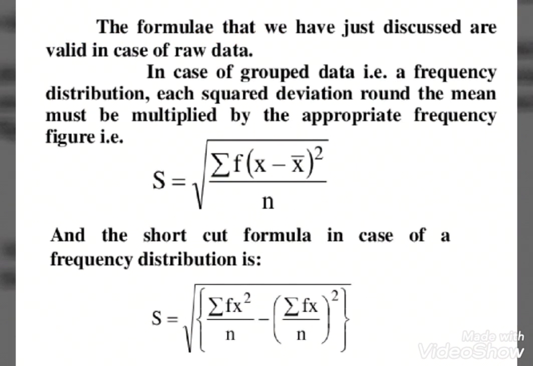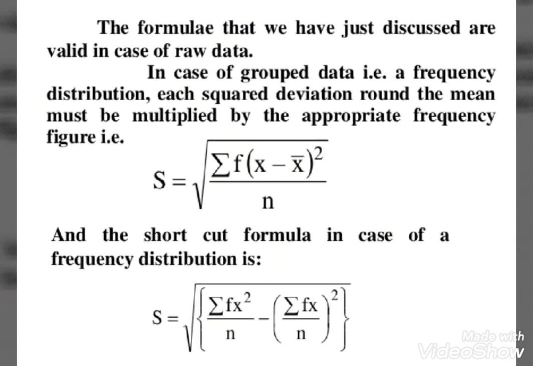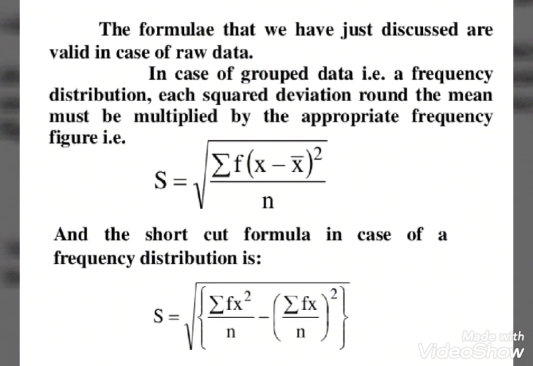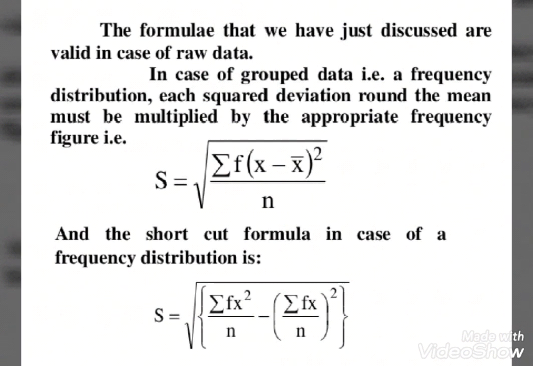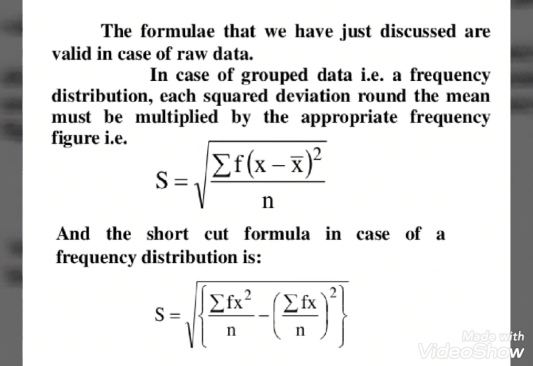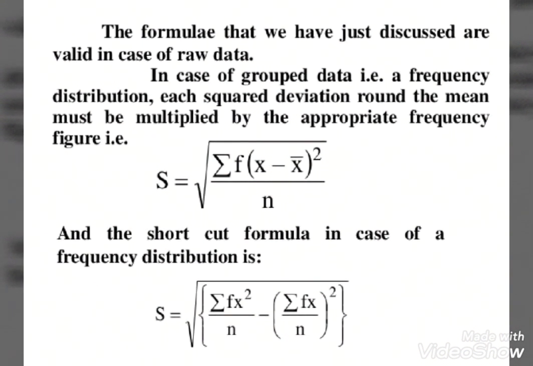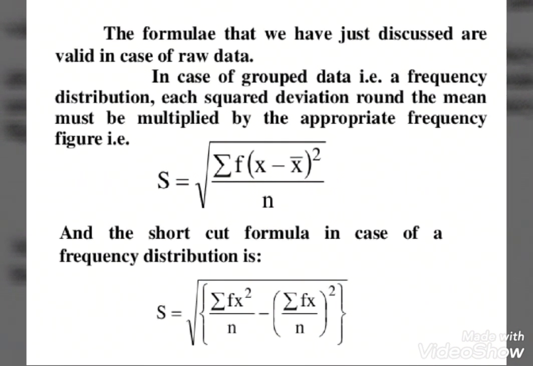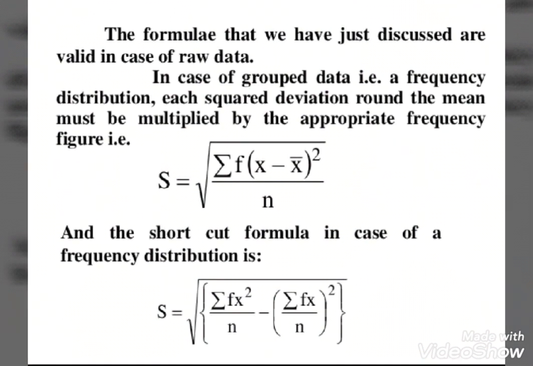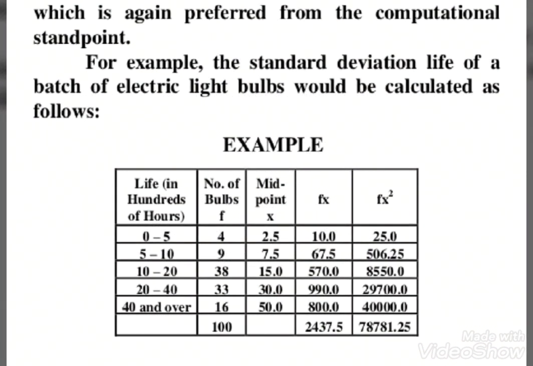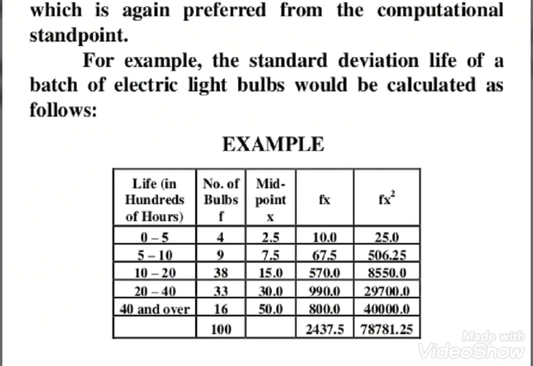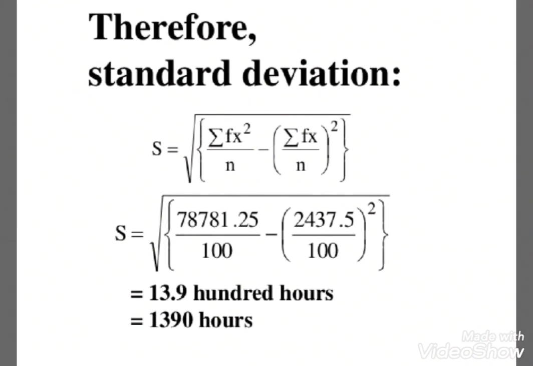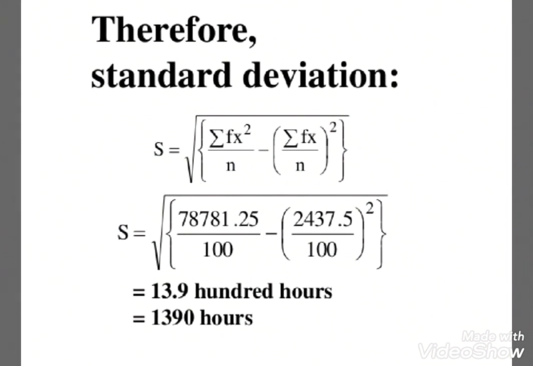The formulas that we have just discussed are valid in the case of raw data. In the case of grouped data, that is a frequency distribution, each square deviation from the mean must be multiplied by the appropriate frequency figure. So these formulas are given for when raw data is present. You can see the examples and proceed with the calculation. So these are the formulas given for the calculation.